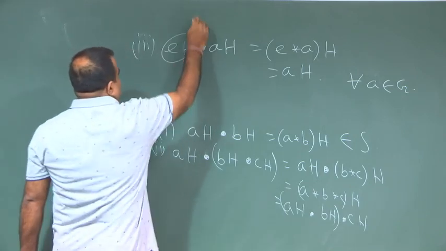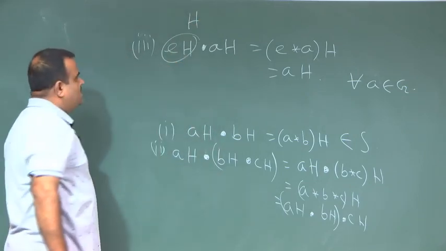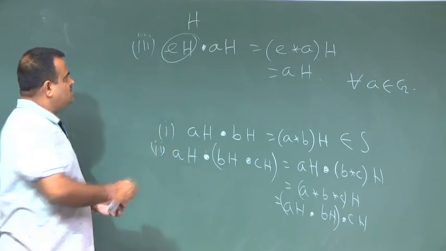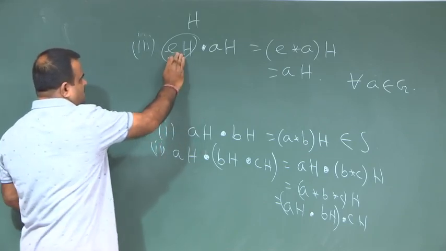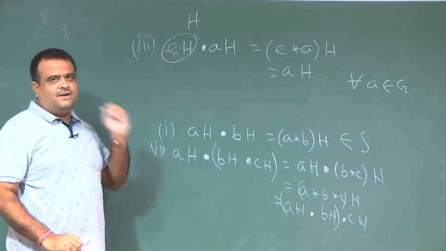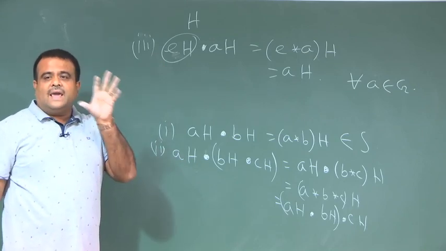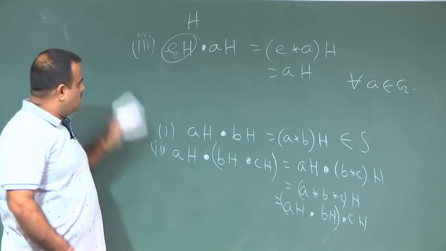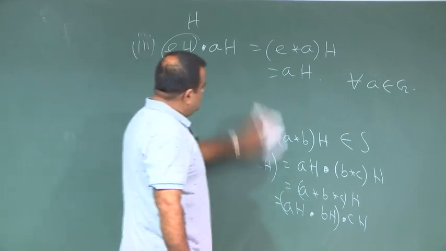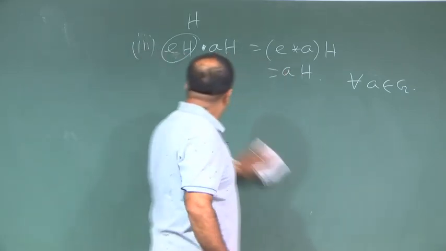So, this is eH, which is nothing but H. E is the identity element from that group, E of G, which is the same as E of H also. So, E is the identity element of the group. So, H is the identity element of this group. Now, the inverse.